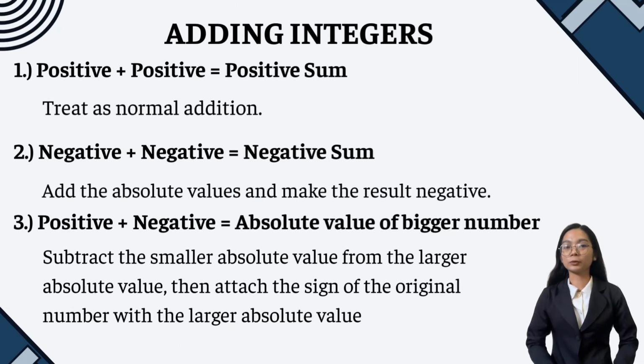Let's proceed to rule number 3, which is positive plus negative is equal to the sign of the number with a larger absolute value. Class, this one might feel a little trickier because adding a positive and negative number has steps. First, find the absolute value of each number. Then, subtract the smaller absolute value from the larger one. And finally, put the sign of the original number that had a larger absolute value.